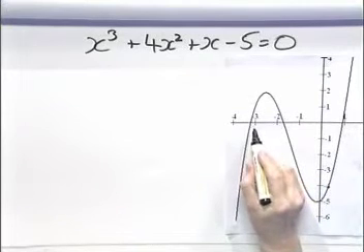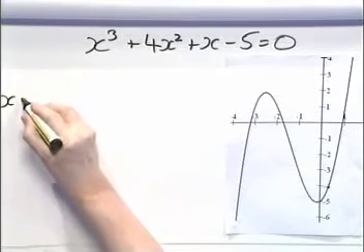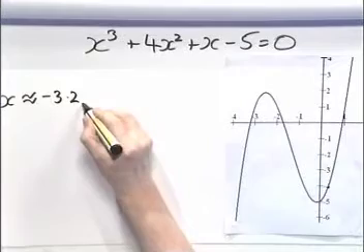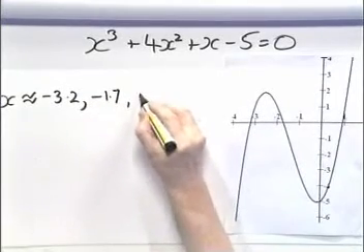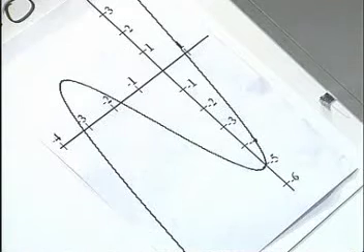Depending on how accurate your graph is, you may be able to pinpoint it a bit closer than this, and we get solutions: x is approximately equal to minus 3.2, minus 1.7, and 0.9. These solutions may be accurate enough for your needs, but if you require more accurate answers, then you should use a numerical algorithm using the approximate answers that you obtained from the graph as a starting point.